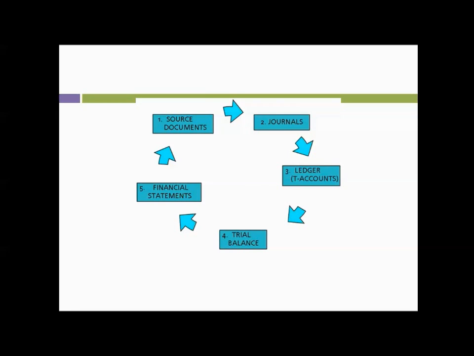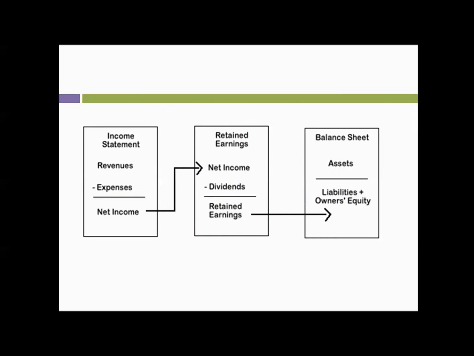Here's an overview of our accounting cycle. We have our source document, for example, a sale. We journalize the sale. We take that journal and we post it to the ledger. We don't have to do T accounts in this particular project, but a lot of times we do T accounts and other exercises. We create our trial balance from our ledger. Then we create our financial statements.